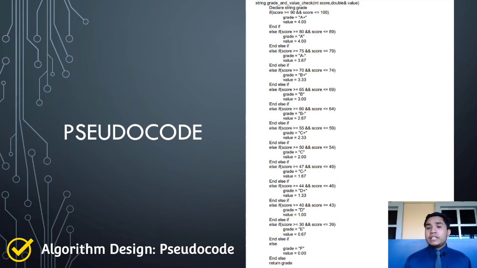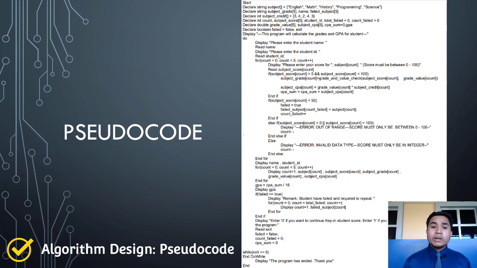Now in this function, if a score is above 90 or below 100, they will get an A+, and the value is 4.0. Or if their score is over 80 and below 89, they will get a grade A and the value is also 4.0. All the way until the grade is F and the value is 0.0. And then after that, the program will return the grade back to the main program.